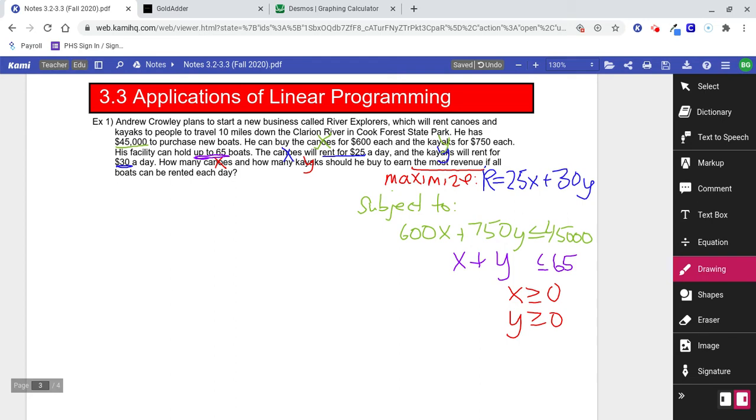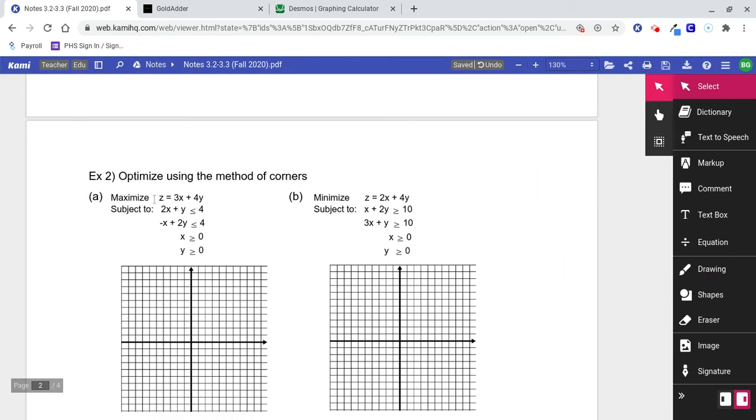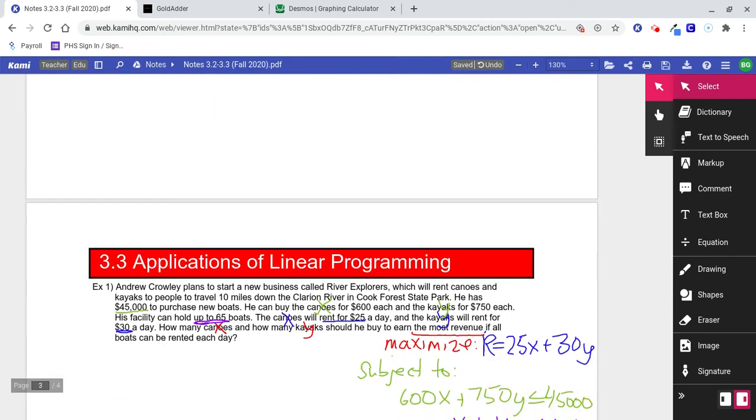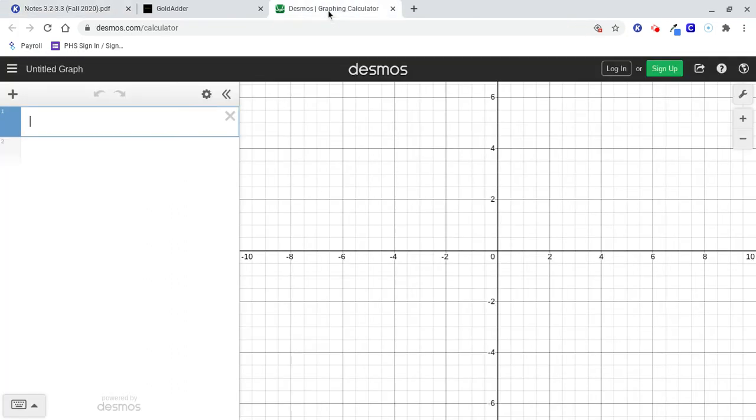Now, my problem looks like what it's supposed to look like, okay? And now that it's set up, we can do what we did yesterday, all right? But here's where Desmos is going to come in, okay? I think you should use Desmos to graph this because these numbers are kind of big. I don't know that I really want to do this by hand. You can do it exactly the same way as what we did before, but let's check out Desmos, okay? Remember, I'm not graphing the equals. I'm not graphing the equation. I'm only graphing the inequalities when we do the method of corners.